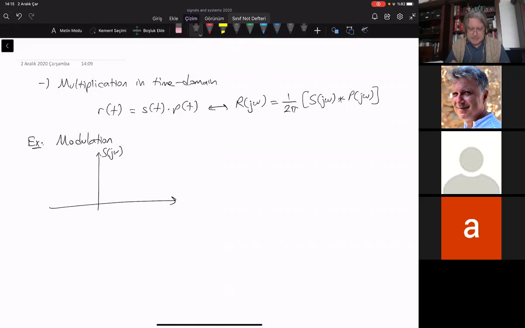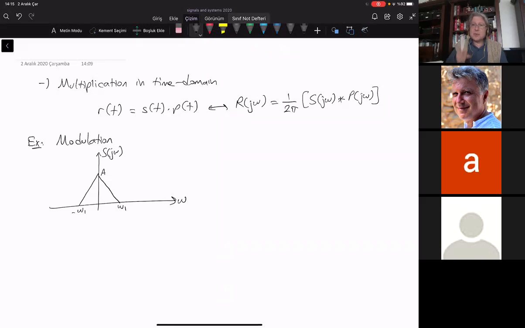The S of j omega is the Fourier transform of S of t, and it's a low pass signal. As an easy illustration, I'm just going to use this triangular waveform. Let's say that the peak is A, and it is band limited between minus omega 1 and omega 1. Such signals are called baseband signals, and I'm going to transmit this signal, or the signal with this Fourier transform.